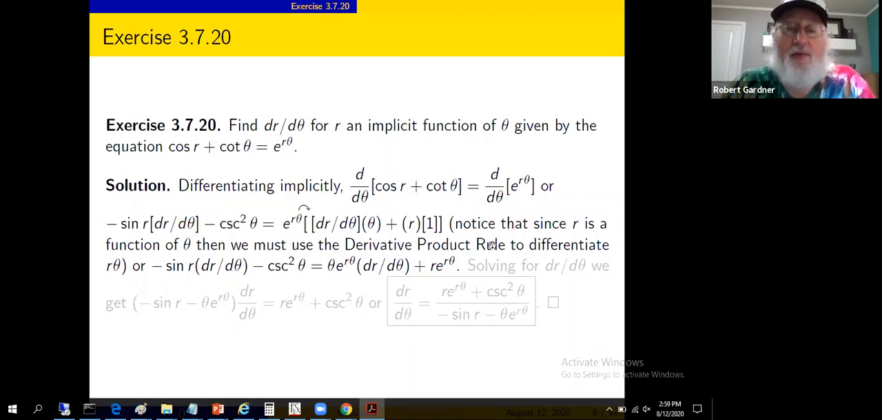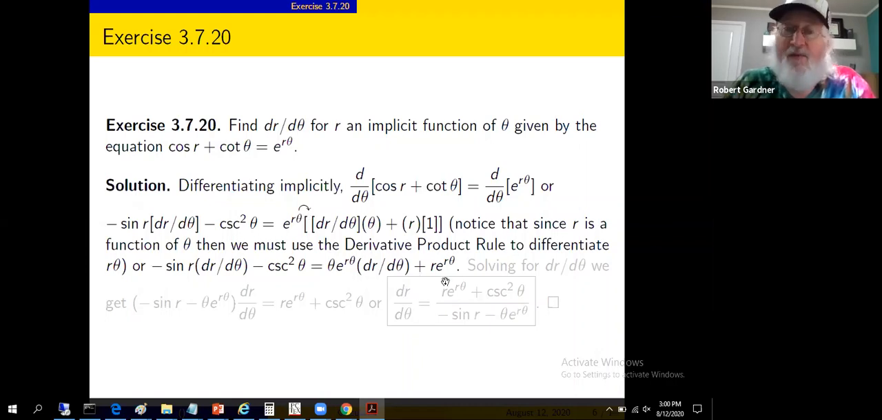So we had to use a product rule. In here you see it. There it is in terms of the square brackets. Let's clean this up a little bit. So we've got negative sine r dr d theta minus cosecant squared theta equals, let's bring the theta out front. That'll give us a theta e to the r theta dr d theta. Distribute, that gives us an r e to the r theta.